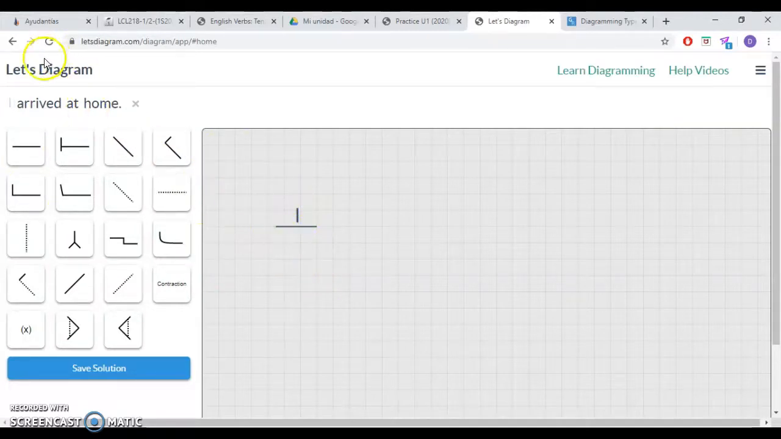Okay, now we identify the verb, arrived. Okay, and we place it next to the subject. Notice how this line goes a little bit further from the horizontal line, just a little bit. I'm going to explain why in a little bit. Now we have to focus on the last element, which is at home. Now, what is at home?